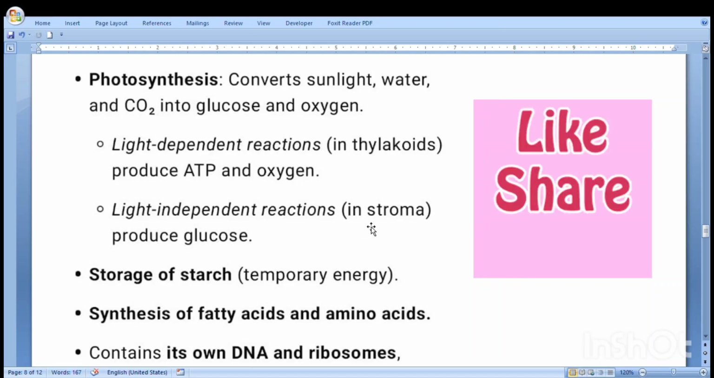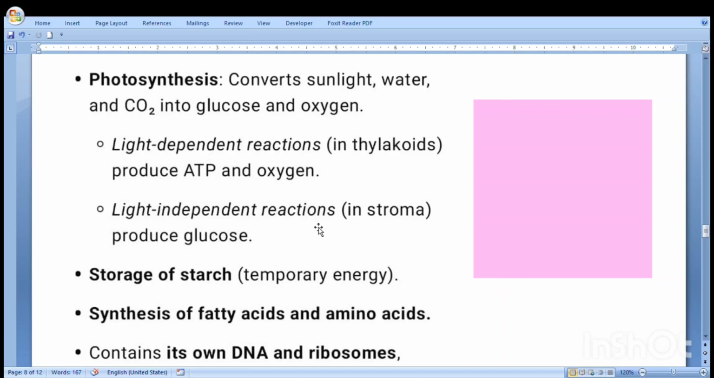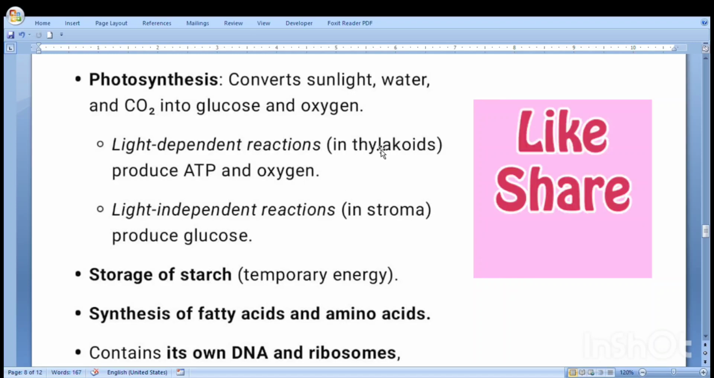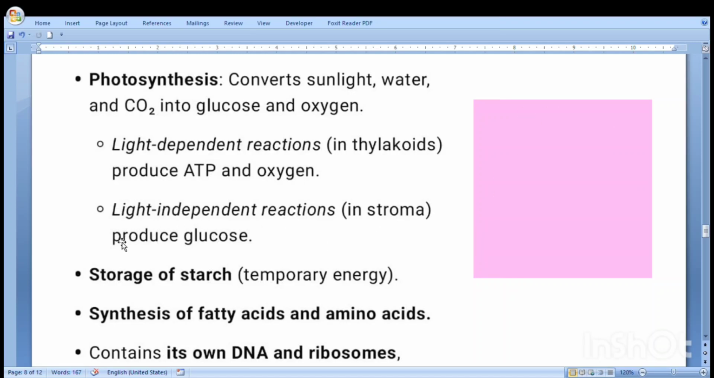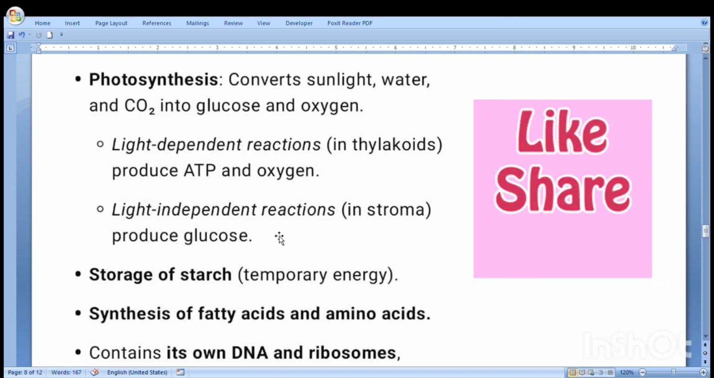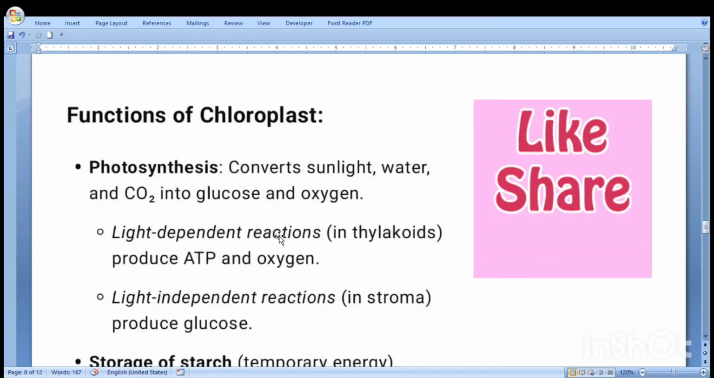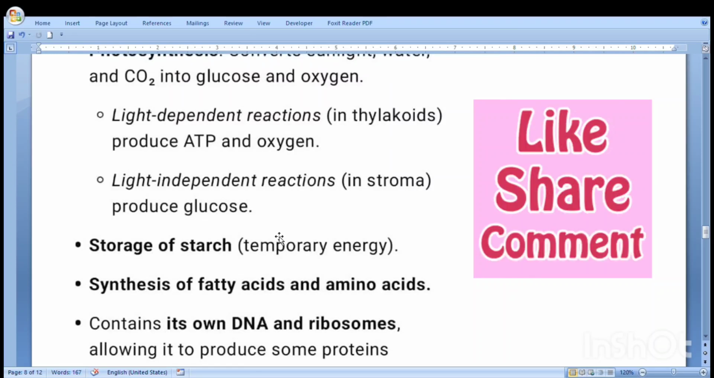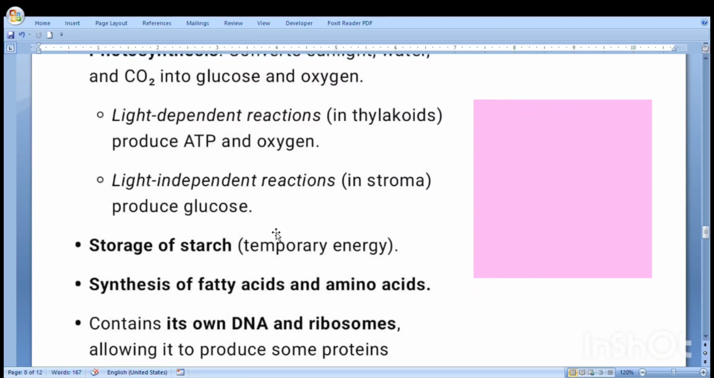But in the case of stroma, the light independent reaction takes place. In thylakoid, the light dependent reaction takes place, but in stroma, the light independent reaction takes place. In this reaction, it produces glucose itself. So this is about the stroma and the function of the chloroplast. Got it?